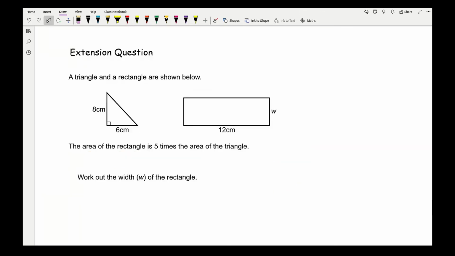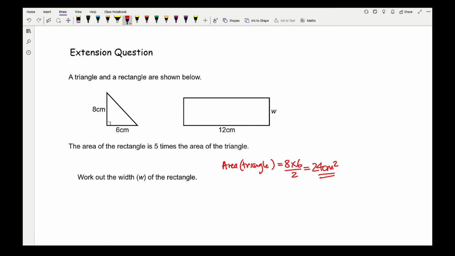So looking at some extension questions, this question says that a triangle and a rectangle are shown below. The area of the rectangle is 5 times the area of the triangle. Work out the width of the rectangle. So first things first, we need to work out the area of the triangle. So the area of the triangle is going to be 8 times 6 divided by 2, which is 24 centimeters squared. Now that would actually get you 1 mark just for working that out.